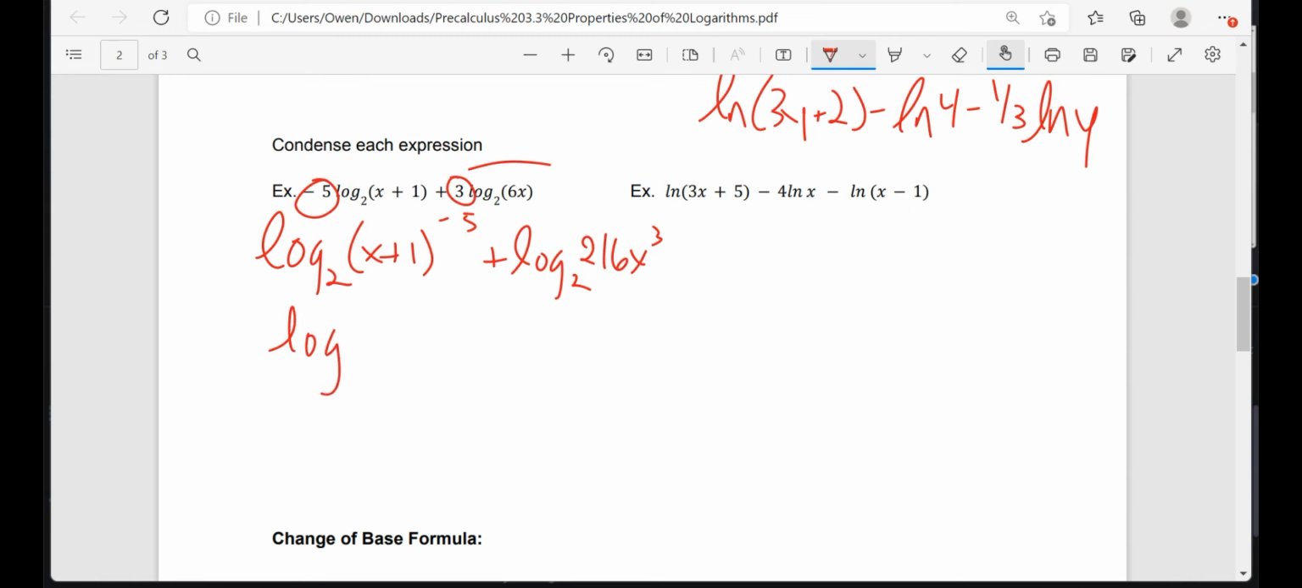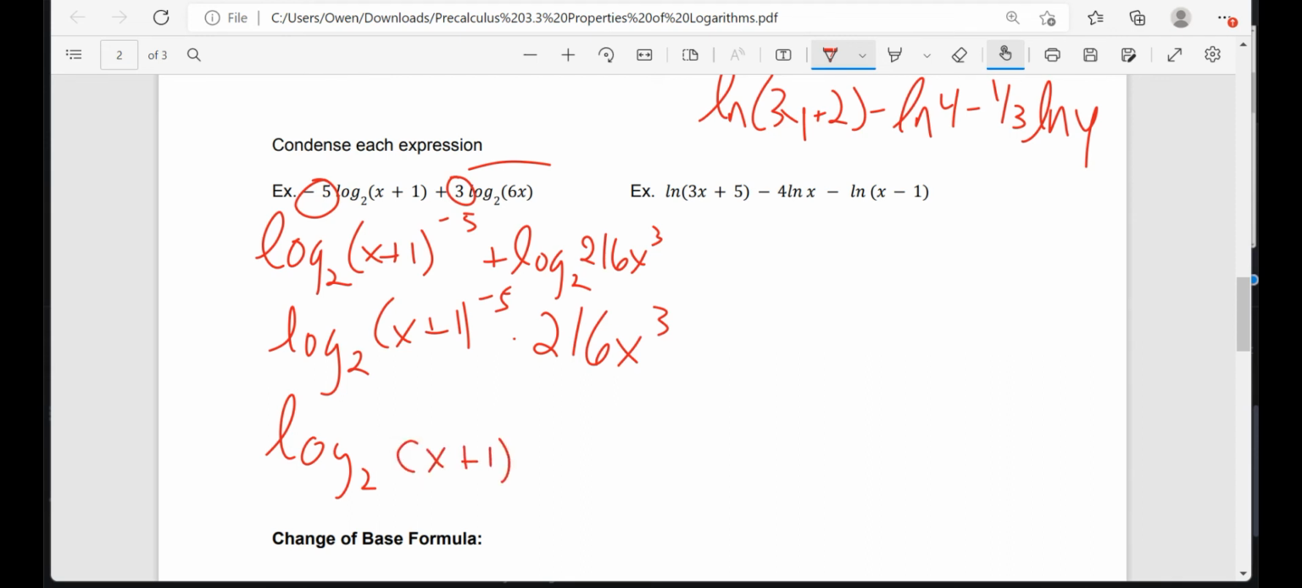So I'm going to be multiplying, so log base 2 of x plus 1 to the negative 5th times 216 x to the third, and we can make this look a little prettier, we have a negative exponent. Your answer should never have a negative exponent in your final answer, ever, ever, ever. So I'm going to throw that in the denominator and make it positive. 216x to the third. That's it.